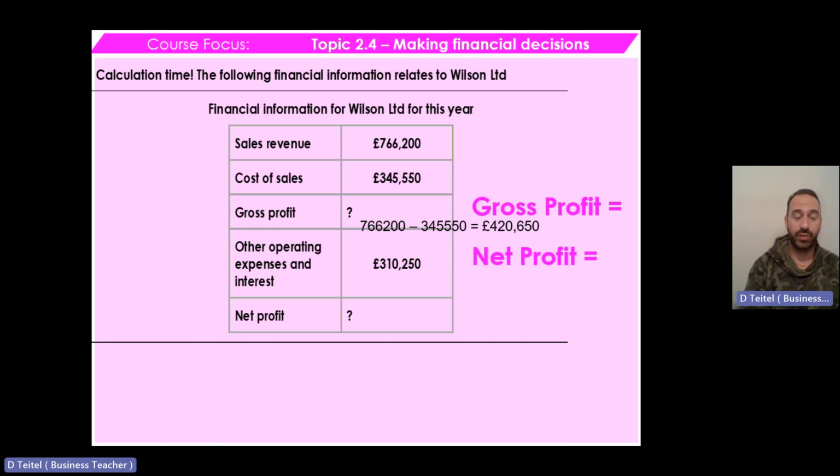So how do we get to our net profit? Well, we now take our gross profit figure and minus all of our other operating expenses. So the 420,650 minus 310,250 leaves us with a net profit of 110,400 pounds. And that is literally how you calculate gross and net profit.